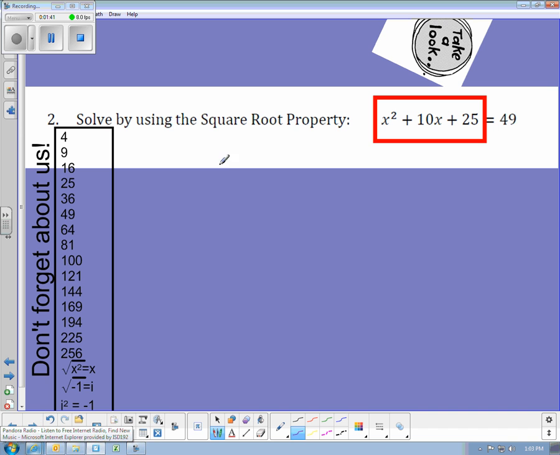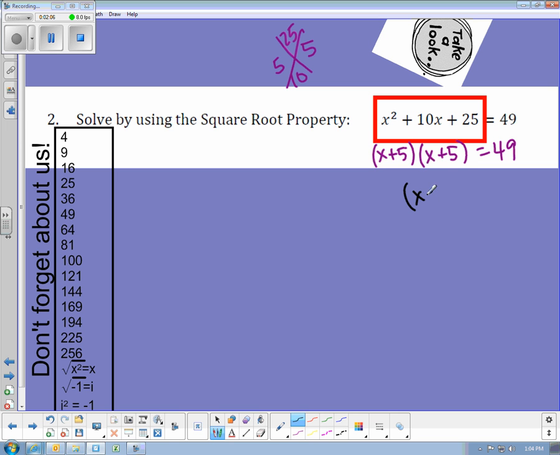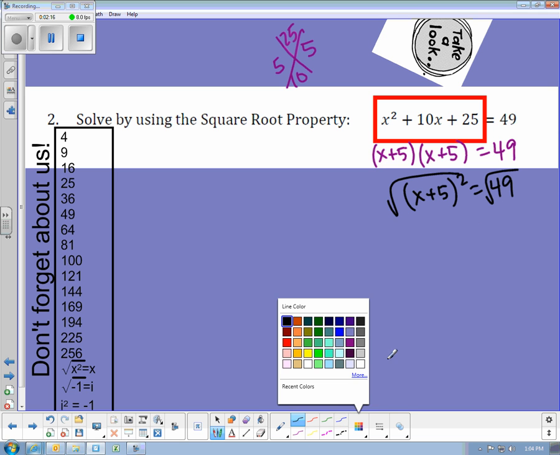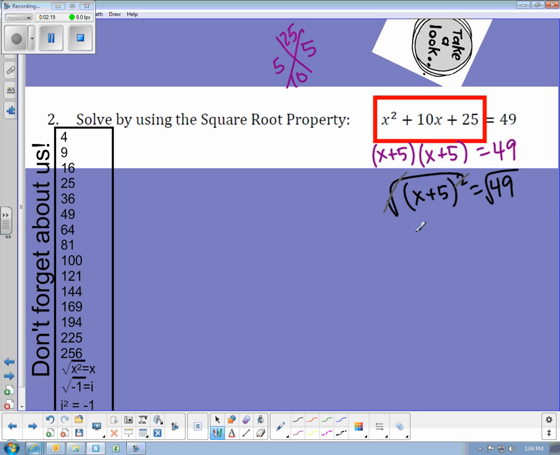In number 2, we have a trinomial, x squared plus 10x plus 25. This is actually a perfect square trinomial. If we factored this and looked for a product of 25 and a sum of 10, our two numbers would be 5 and 5. This is the same thing as saying x plus 5 times x plus 5 equals 49, which is also x plus 5 quantity squared equaling 49. Well, take the square root of both sides and get rid of that power of 2. That would give us x plus 5 equaling plus or minus 7.